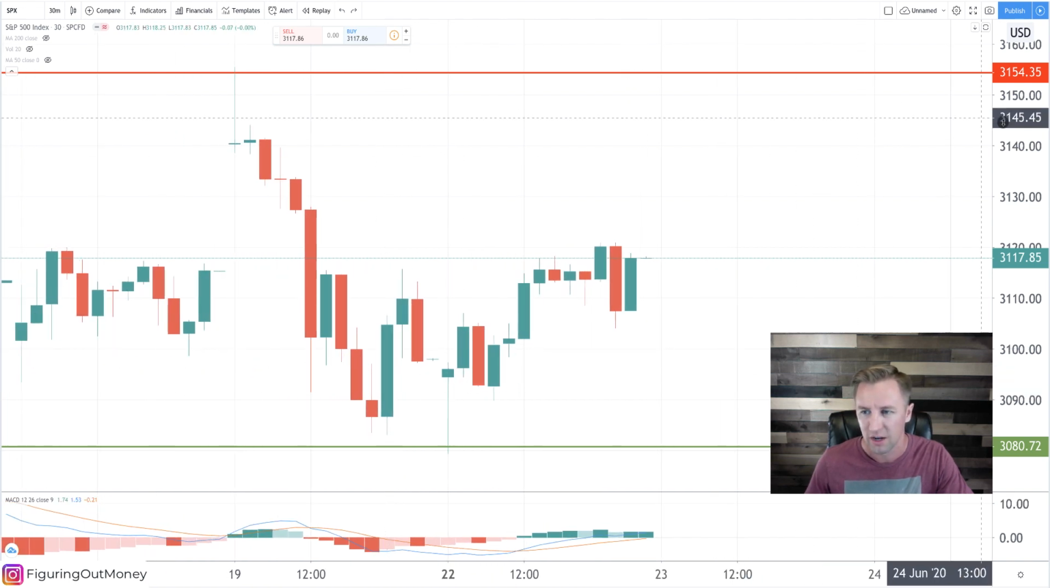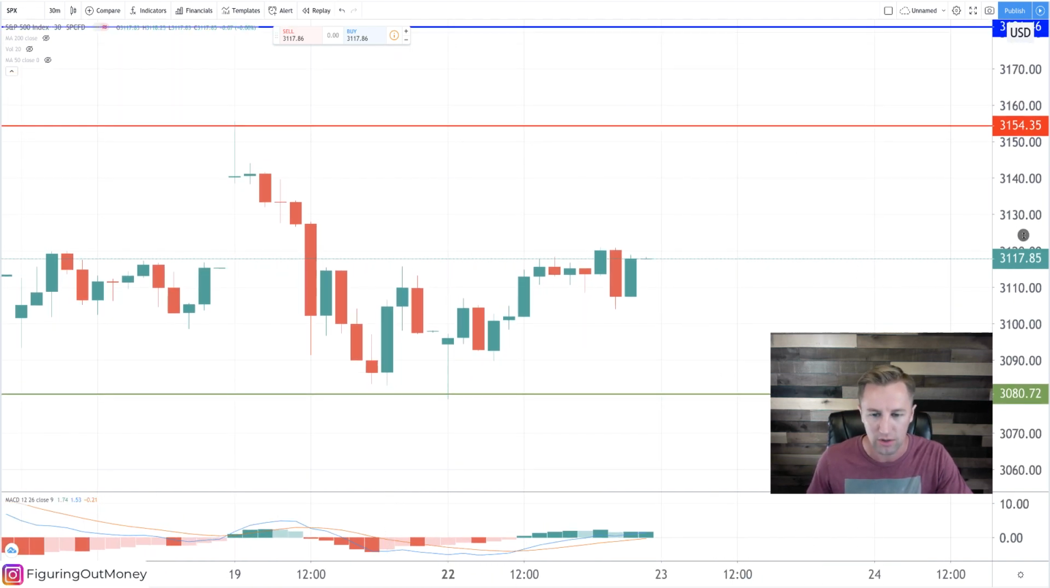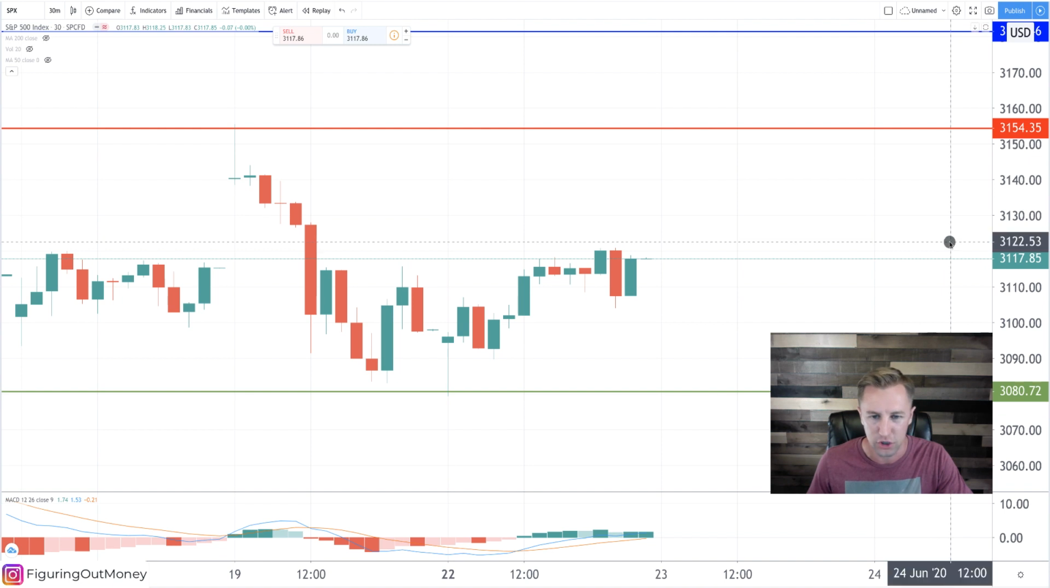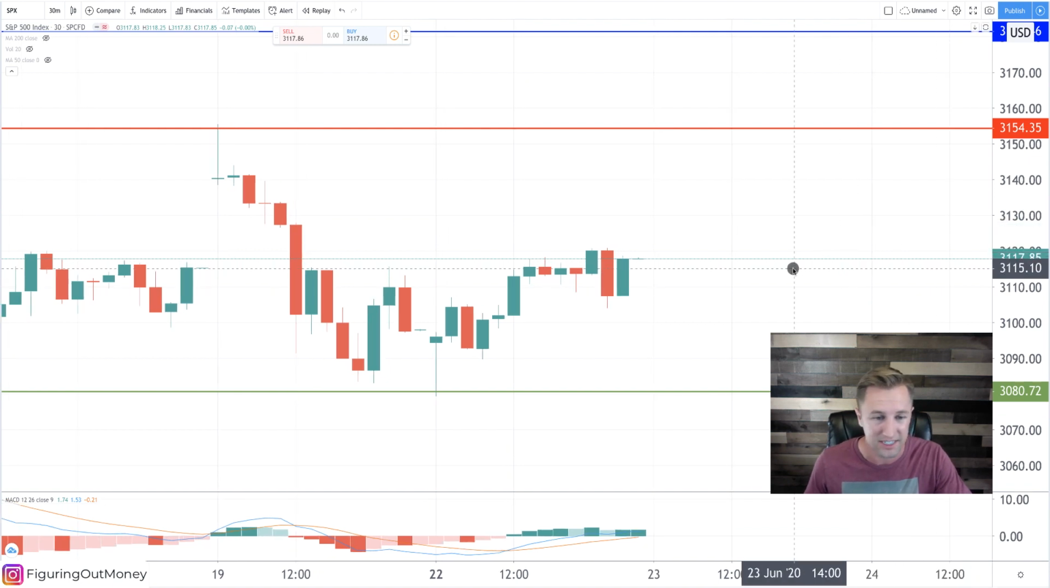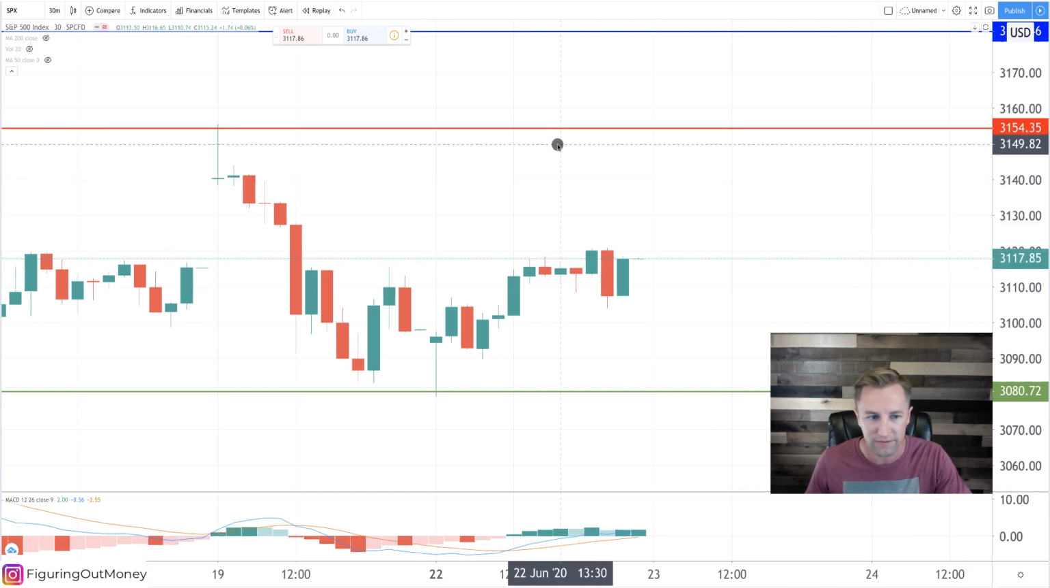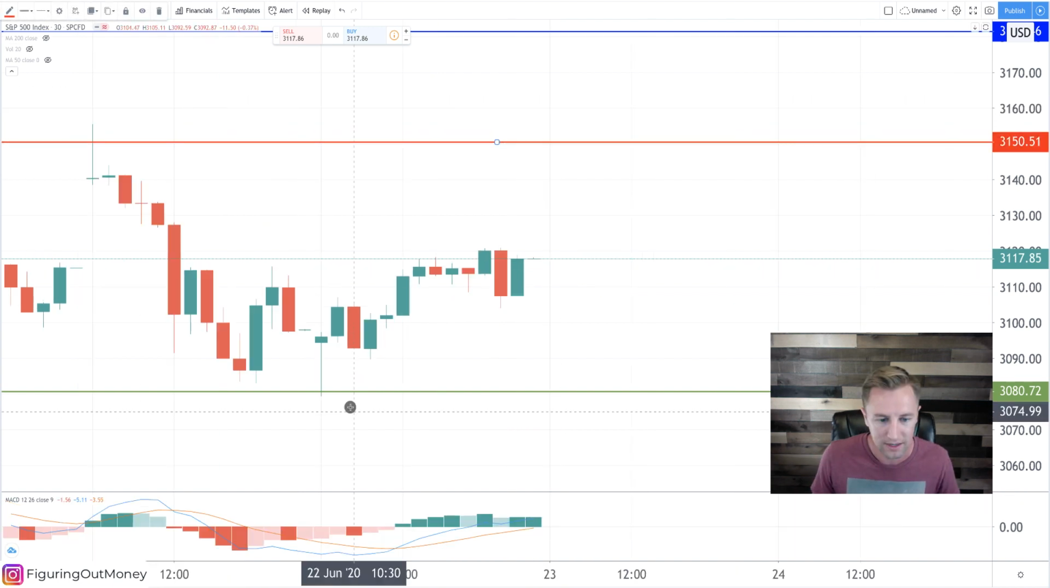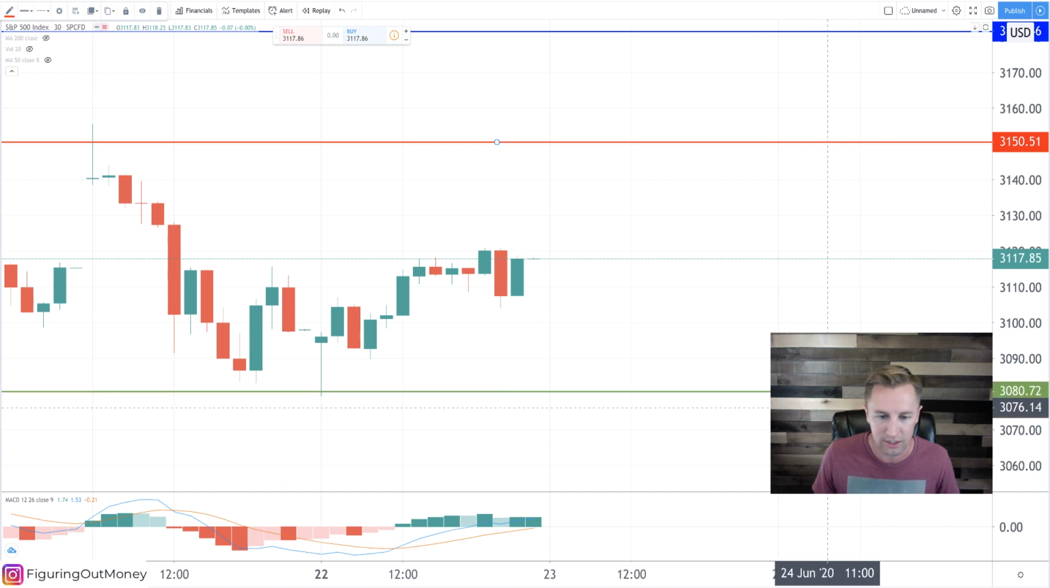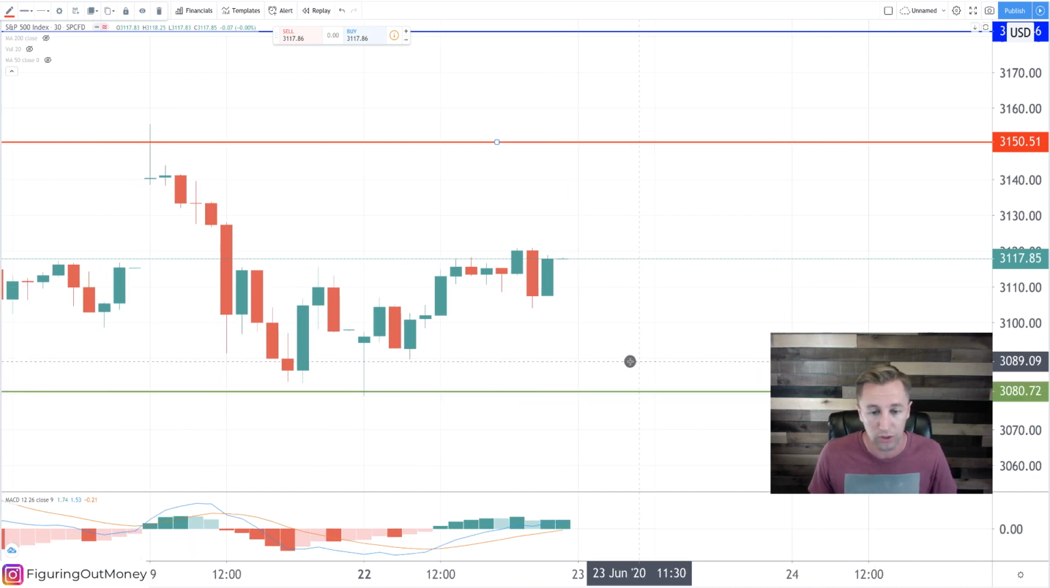And this right here, it's just very unclear where the price action wants to go. So really, the things that we're looking at on this chart right now, still to this day, is going to be this 3150 level. I'm just going to move it down a little bit to make it easier to see. And then we have 3080 down here as the support. So those are the two things that I'm looking at.